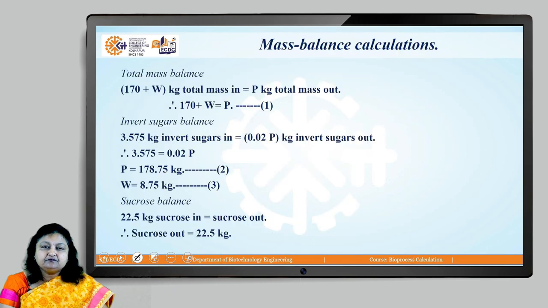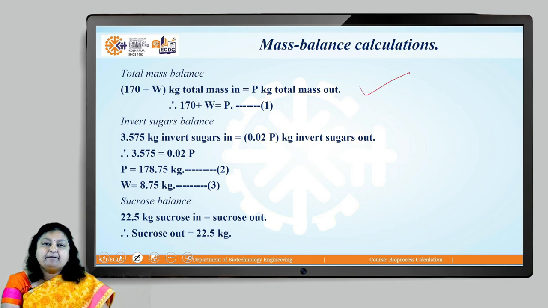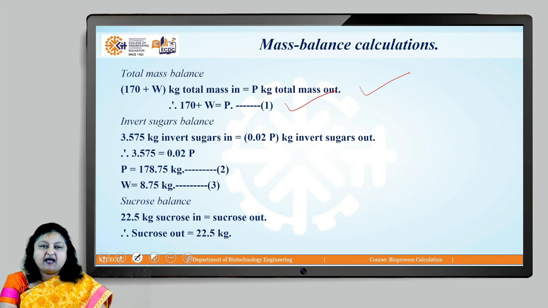As per this concept, we can write 170 plus W kg total mass in from the mass balance table is equal to P kg total mass out. Means we get one equation here, that is 170 plus W is equal to P. You can call this equation number 1. In this equation, two unknowns are there, W and P. Next we will take the component mass balance.